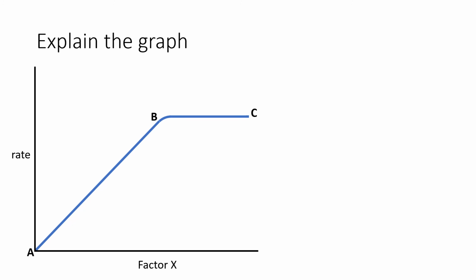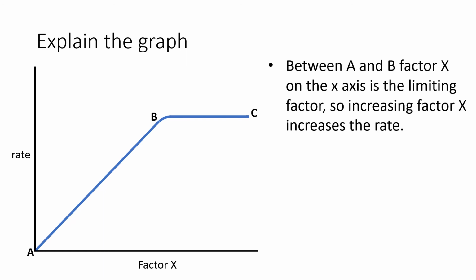So now we've got to explain the graph. When you're explaining, sometimes it's helpful to say what's happening first and then explain why it's happening. If we look between A and B, as we increase factor X, the rate goes up. There we are describing. To explain it, we have to say why. And the reason why is because factor X is called the limiting factor. And the reason it's the limiting factor is because, of the 4 factors that can affect the rate of photosynthesis, it is the one in the lowest amount.